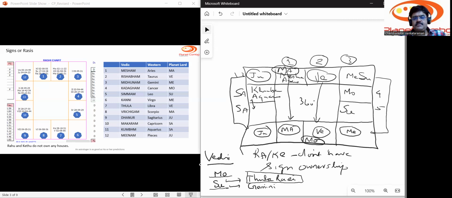So that is about houses. In the next chapter, we will talk about the cusps, which is again an important aspect of astrology.